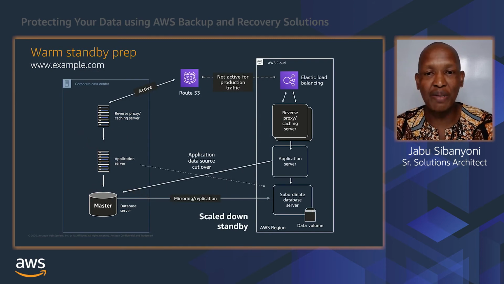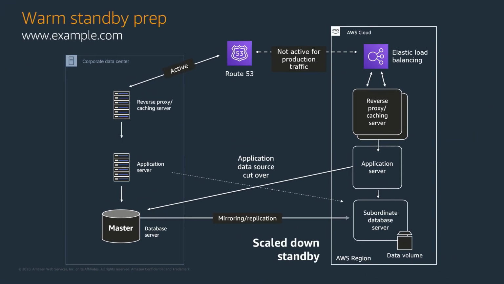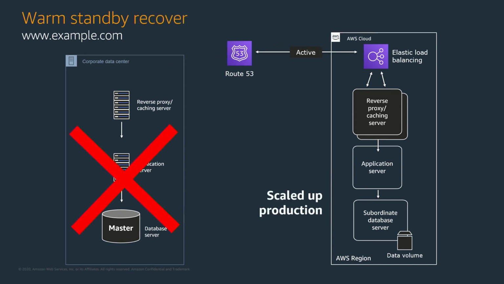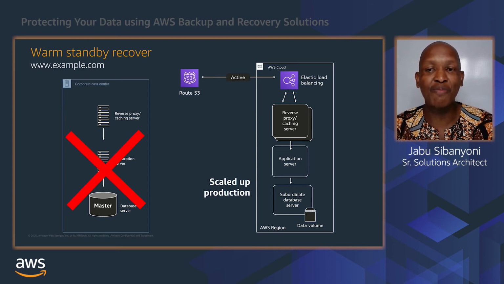So let's look at how you prepare for warm standby. For warm standby, you will also mirror your data, but you will have a scaled down standby environment in AWS. So when you are faced with a disaster, you will then be able to route your traffic into the AWS environment and scale that environment for production.